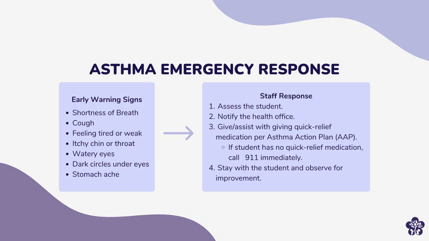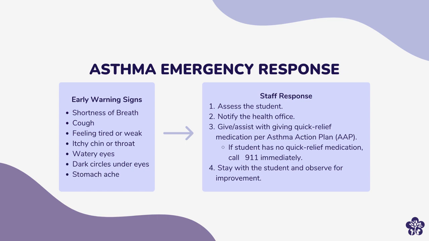Everyone's warning signs can differ, and the progression of asthma symptoms is not always linear. Early warning signs of an asthma episode are shortness of breath, cough, feeling tired or weak, itchy chin or throat, watery eyes, dark circles under their eyes, or stomach ache. A stomach ache is listed because some students may be unable to identify that they're having trouble breathing as opposed to a stomach ache.